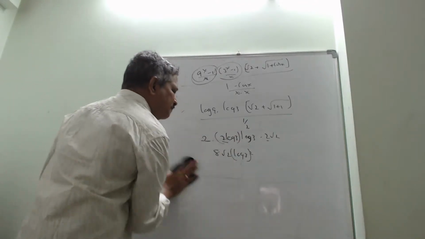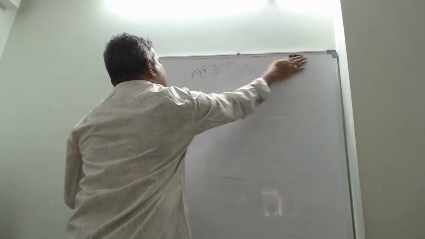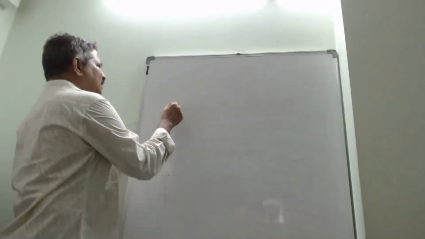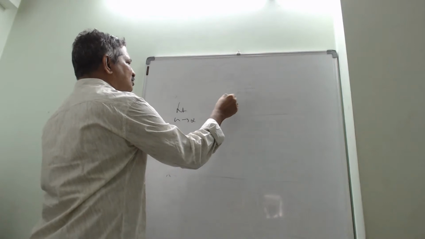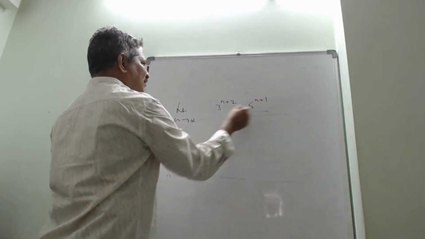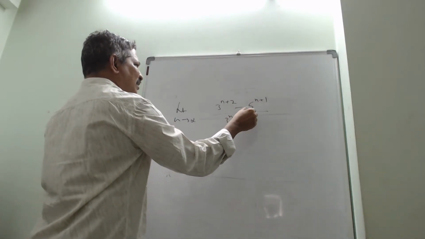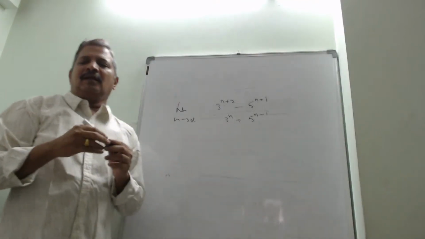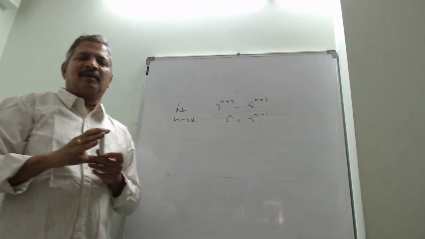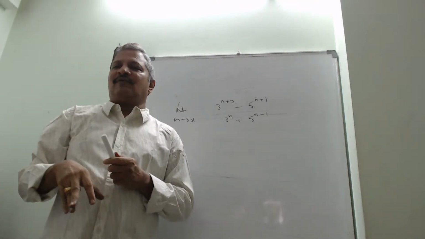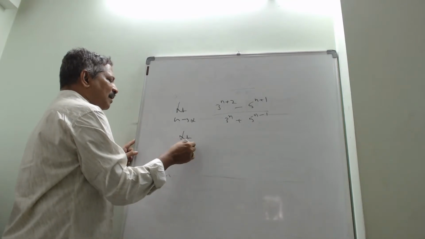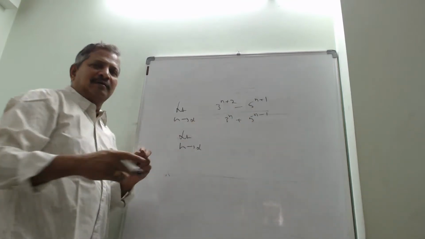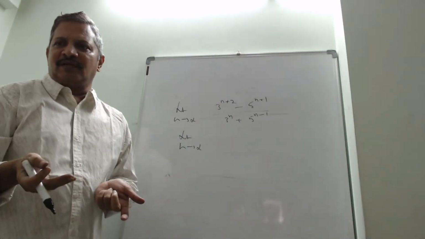Now, the next point, a very important thing: limit n tends to infinity of (3^(n+2) − 5^(n+1)) divided by (3^n + 5^(n−1)). Whenever infinity limits of this type are there, it should be in fractional form, because then only a fraction to the power infinity is 0. So what we will do, as n tends to infinity, out of the terms you take the bigger term common.